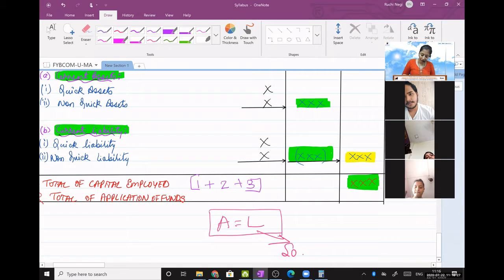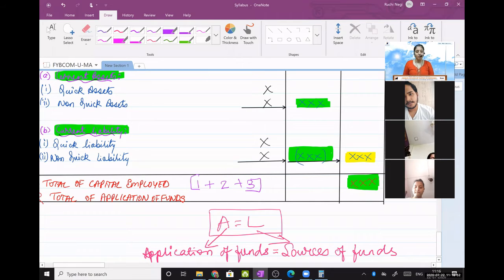sources of funds as per the vertical statement. As per the new format of balance sheet, this is sources of funds. And as per the new format of balance sheet, this is application of funds. That is why these two have to be equal. Clear? Agreed? Okay, note this down.